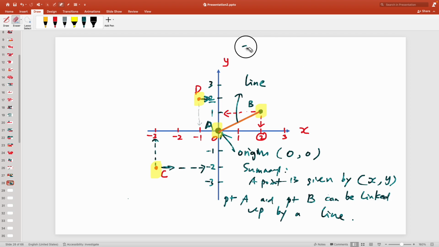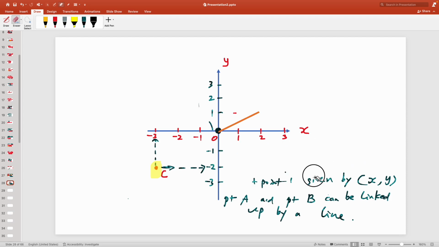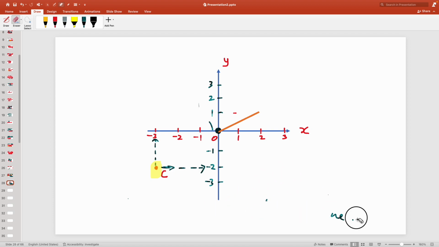So a point is represented by what? X and Y coordinate. Very good. It has to be registered, then only you know what to do later. One more time. A point is given by X and Y coordinate. Okay, good. So now I give you a very simple task.